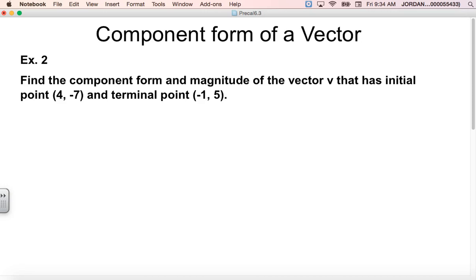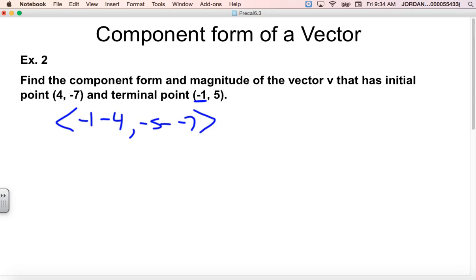For the component form, you're just going to subtract the x's. So 4 minus -1. Sorry, you've got to start with the terminal point, my fault. -1 minus 4. So you're always going to subtract the x-coordinate of the initial point from the x-coordinate of the terminal point, and the same thing with the y-coordinate. So the terminal point is -5 minus, and the initial point is -7.